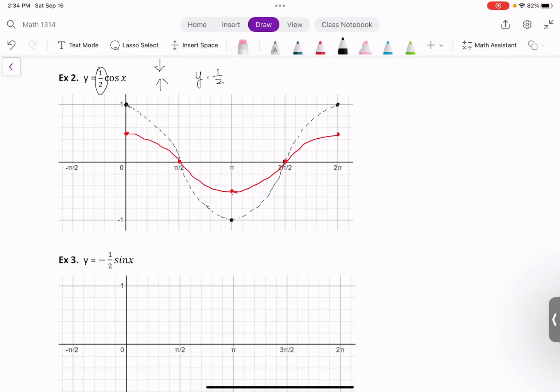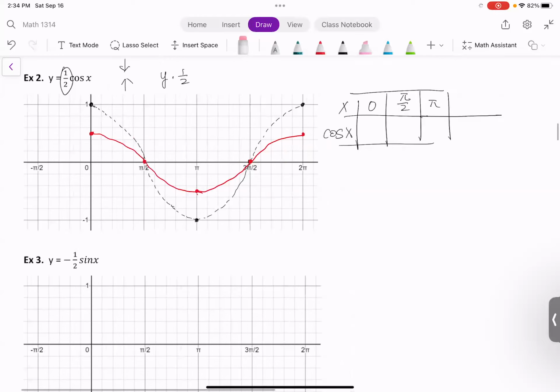If it is not multiple choice, first you can list all the key points of the cosine, for example. For cosine, they are 0, pi over 2, pi, 3 pi over 2, and 2 pi. Like what we have learned in college algebra.